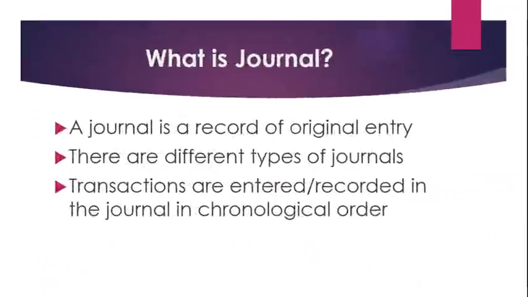So the first question is, what is journal? A journal is a record of original entry. Means the transactions first of all recorded in the journal. There are different types of journal like general journal and special journals. Students, the transactions are recorded in the journal in chronological order.